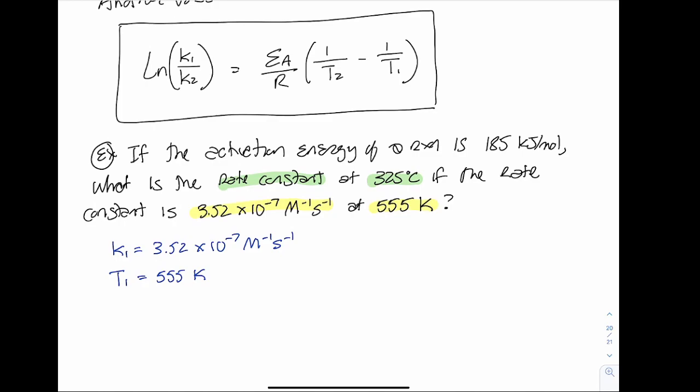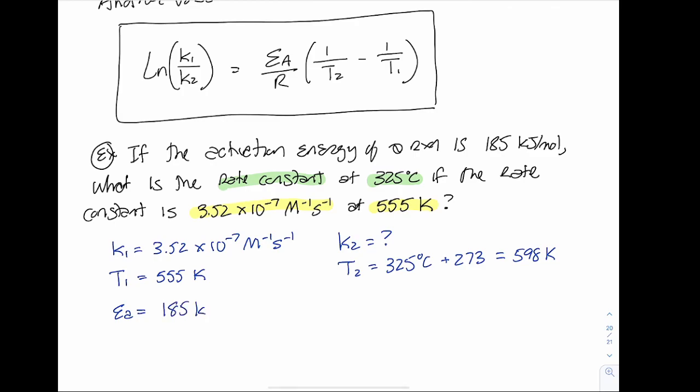And then continuing here, k2, that's my unknown, that's what we're going to be solving for. And then its corresponding temperature, 325 degrees Celsius. We do need to convert that to Kelvin, so I'm going to add 273 to it. And when we do that, we get 598 Kelvin. So do remember that our temperatures need to be in Kelvin. Our activation energy, 185 kilojoules per mole.